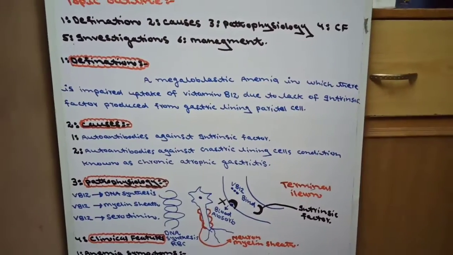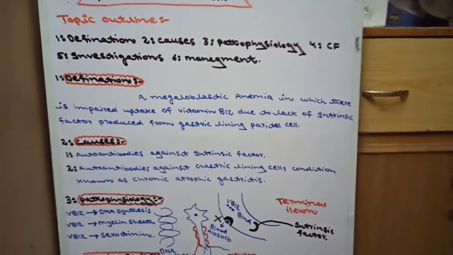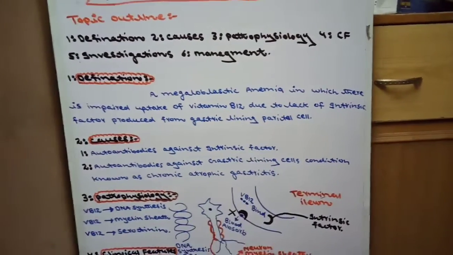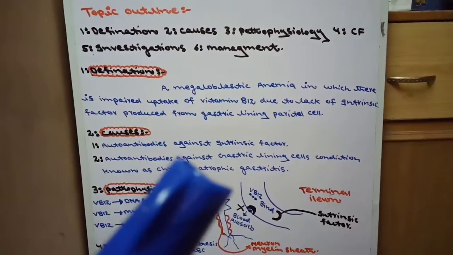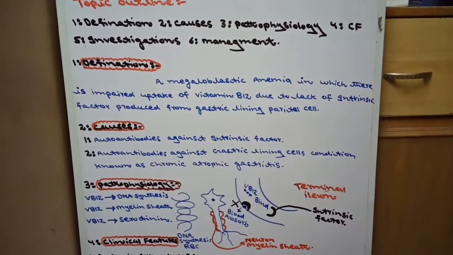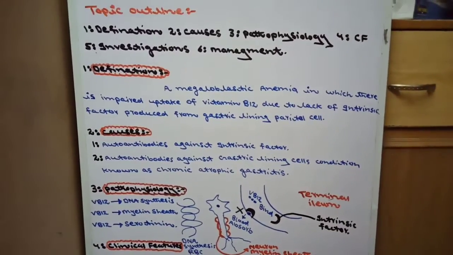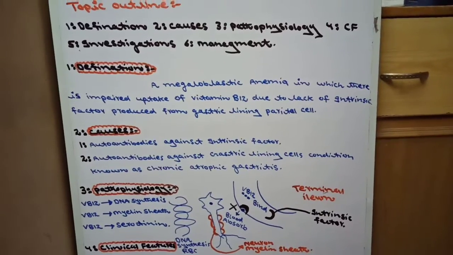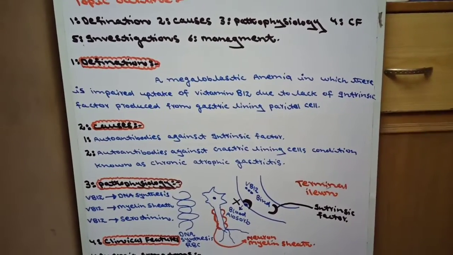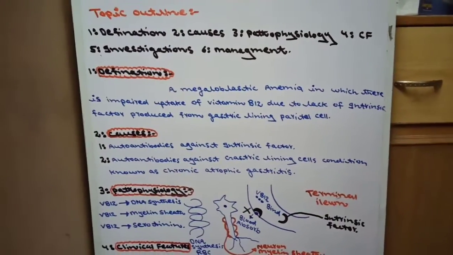Now come to causes. There are two main causes of pernicious anemia. Number one, autoantibodies against intrinsic factor. Number two, autoantibodies against gastric lining cell, meaning the parietal cell. Again, there will be deficiency of intrinsic factor. First, if there are antibodies against intrinsic factor, there will be intrinsic factor deficiency.